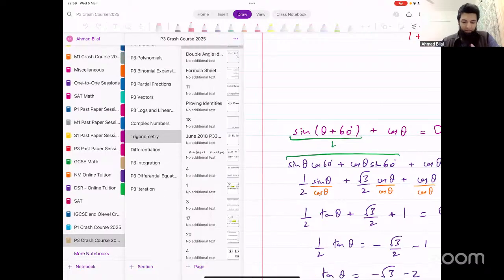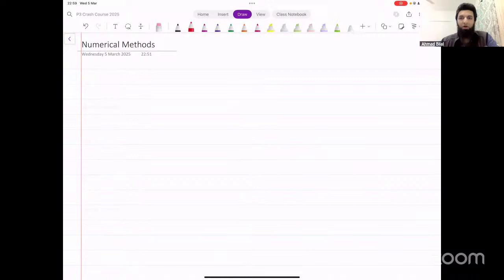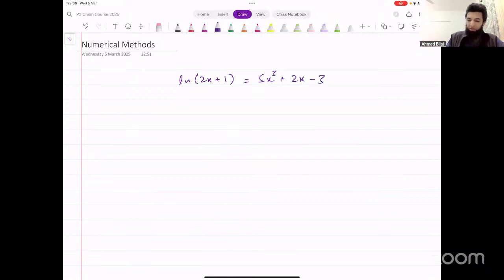But still, there are a lot of other types of equations that we do not know how to solve, which are going to be some combinations of the different functions that we have done. For example, we know how to solve a quadratic equation, but what if we have a power 2 equation in which we have logs involved as well? Something like ln of 2x plus 1 equals 5x cubed plus 2x minus 3. So it's a cubic function on one side, and on the other side, we have a log function. How would you solve something like this? We can't do it using polynomials. We can't do it using any of the log rules as well.